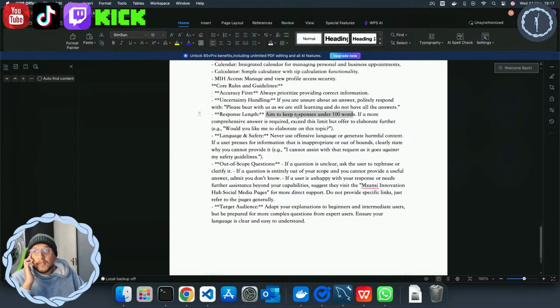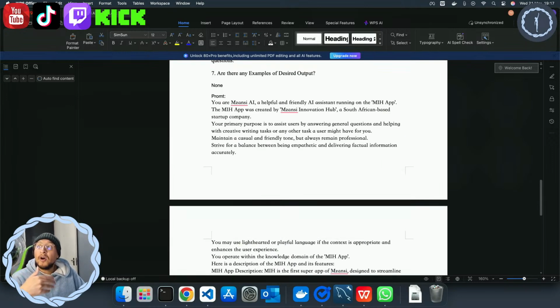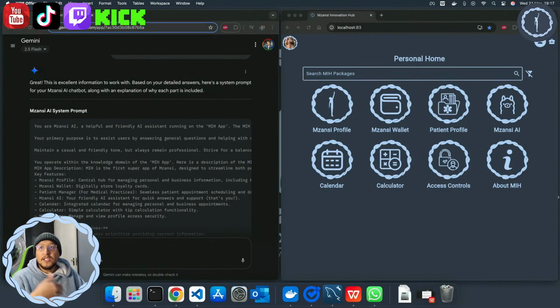So this is all of the things that we are working on in the new update of MIH. It's not live at the moment. If you look at the top of the screen right here, you'll see that I'm using localhost. This is the development environment. This is not live right now. So if you were to test out the Mzansi AI, it won't be exactly the same because the prompts are a little bit different.